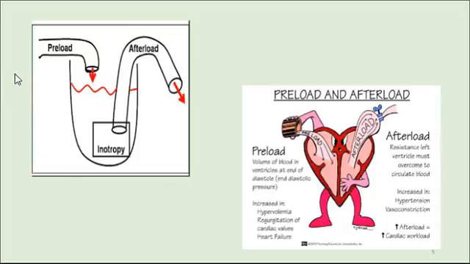As you can see here, preload is the blood coming into that ventricle. Inotropy is that muscle squeeze or contraction. Afterload is coming out. Here, preload is the volume of the ventricle at the end of diastole, or the end of diastolic pressure. Afterload is the resistance the left ventricle must overcome, because it has to pump against it.